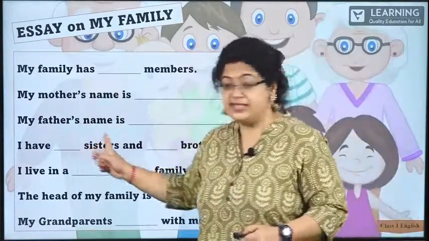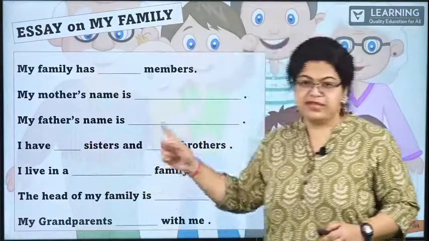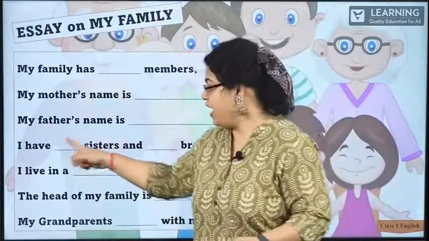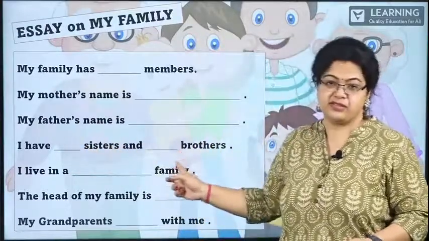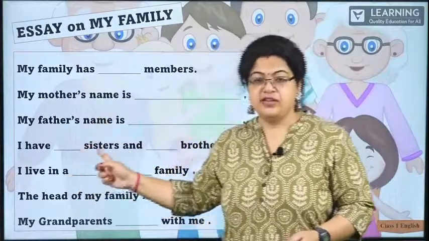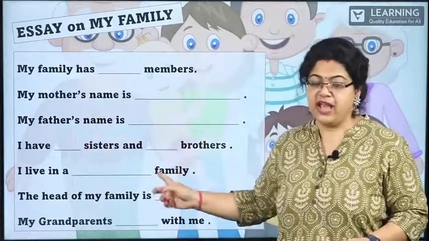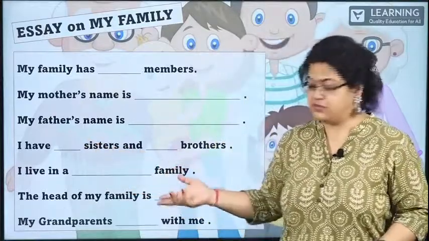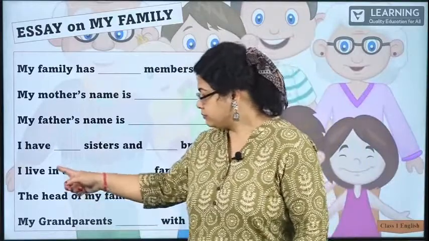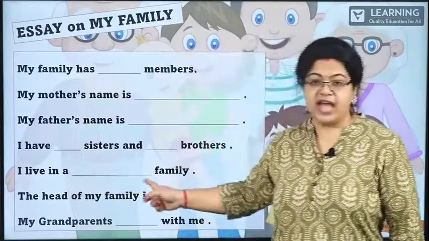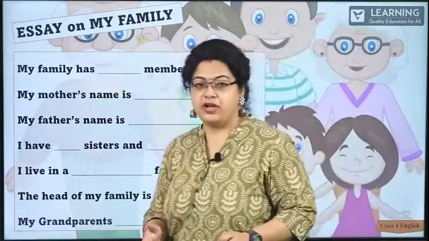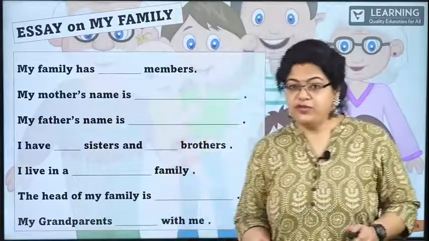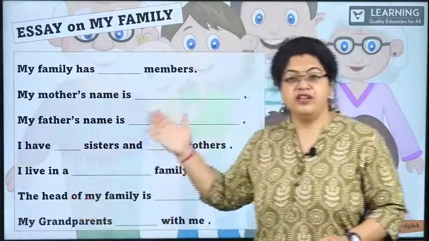Then if you have sisters, I have dash sisters, means you can have one or you may not have sisters or 2 or 3. So I have dash sisters and dash brothers. So if you have one sister and one brother, you can write that. If you don't have sisters and brothers, you can write I have no sisters and no brothers. Then I live in a dash family. So you have a small family or a large family. You can also write joint family or nuclear family.